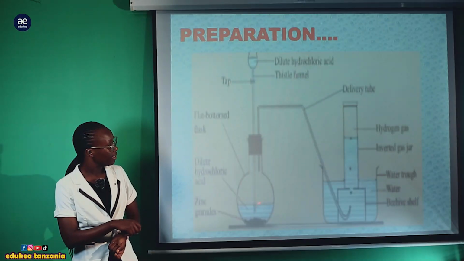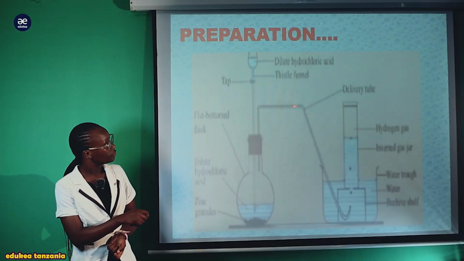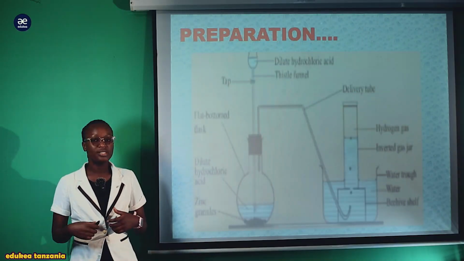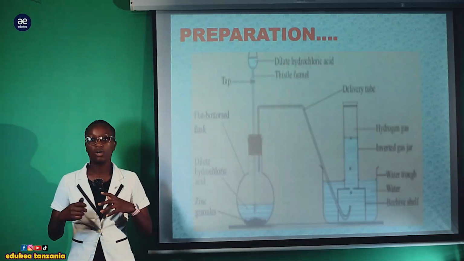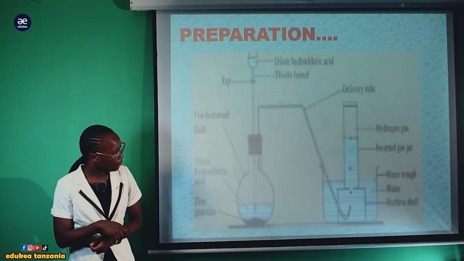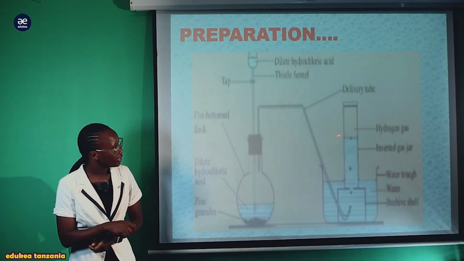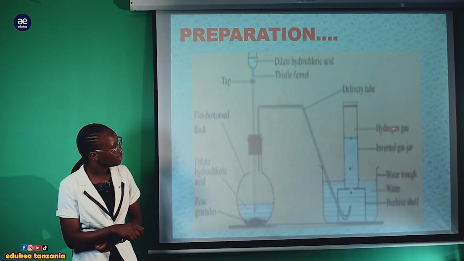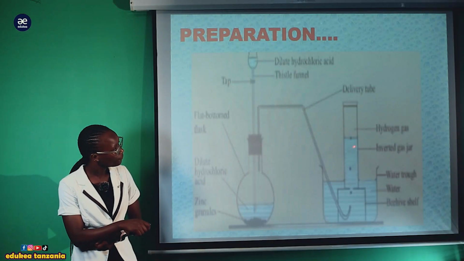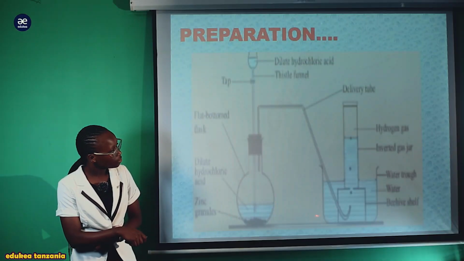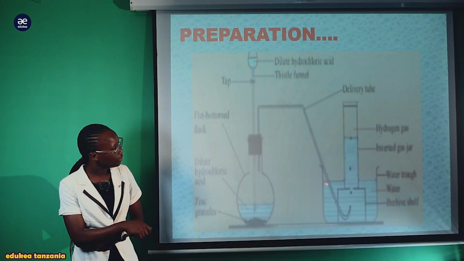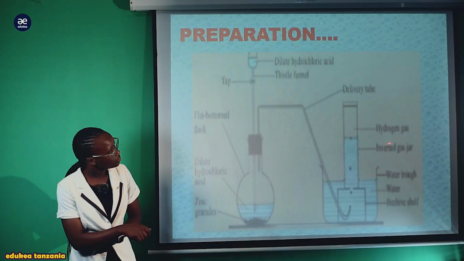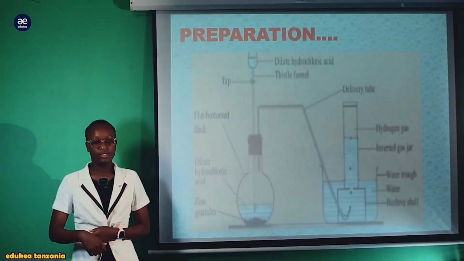The reaction takes place here, and the gas is transported through the delivery tube. Here this is the water trough. As we know that hydrogen is a very light gas, it is collected by downward displacement of water. Here this is water and this is the gas jar, which is used to collect our hydrogen gas. You can see this is hydrogen gas collected in the gas jar.